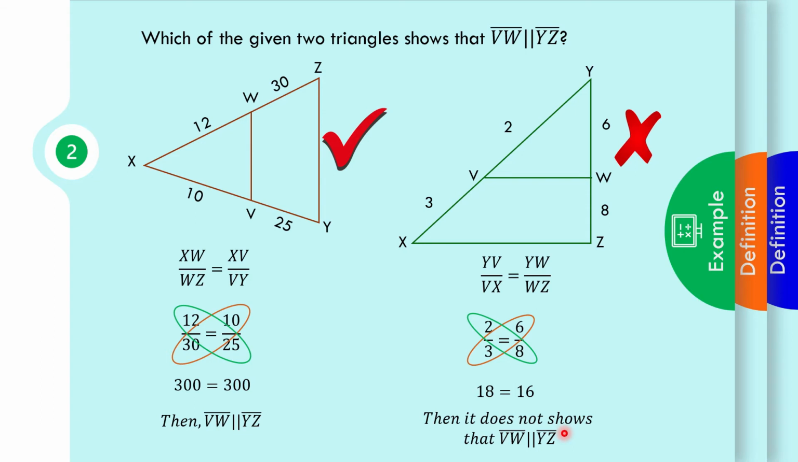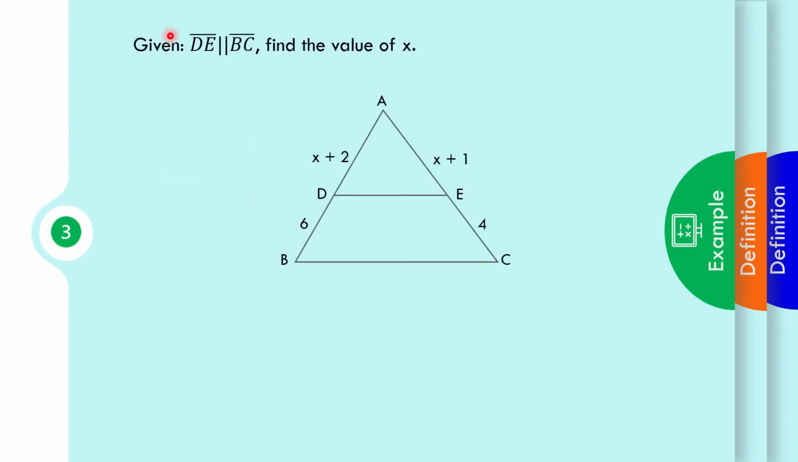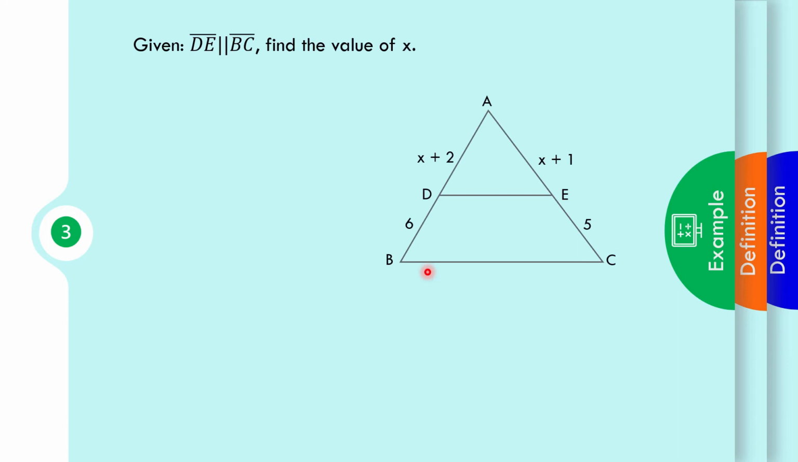Let's move on with example number 3. Given that DE is parallel to BC, find the value of X. Then, from the basic proportionality theorem, we can state that AD over DB is equal to AE over EC, in which AD is equal to X plus 2, DB is equal to 6, AE is equal to X plus 1, and EC is equal to 5. Let us substitute those values here. Therefore, we have X plus 2 over 6 is equal to X plus 1 over 5.